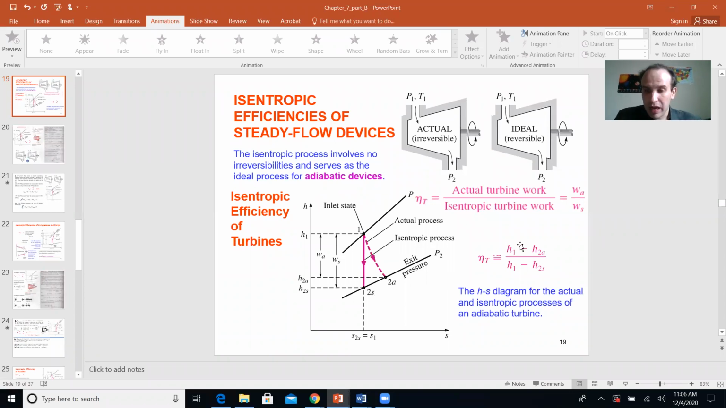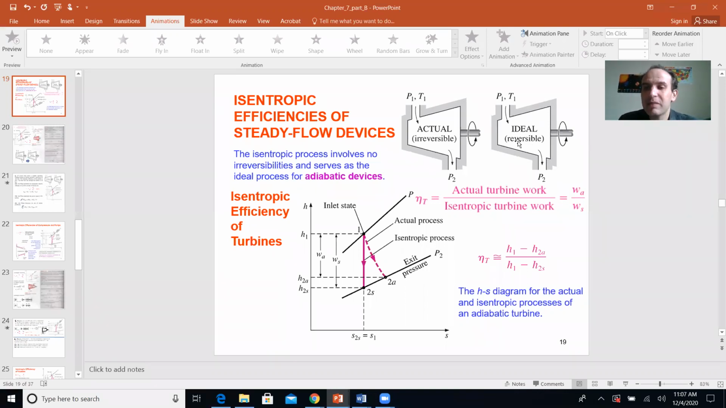Identify H1, H2A, H2S, find isentropic efficiency. Or vice versa, you may have the isentropic efficiency, as in many problems in your homework, and you will be able to find state 2 or state 1. Some people ask, okay, where should I apply the mass flow rate? To the actual process or to the ideal? Well, to both of them, they're different. You can describe device 1 and device 2, right?